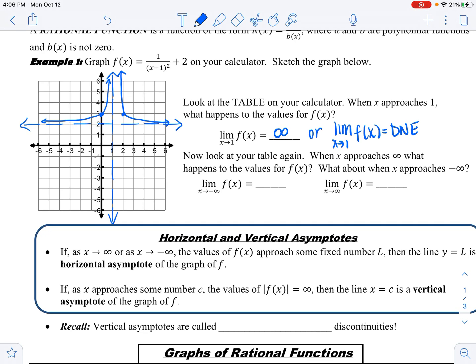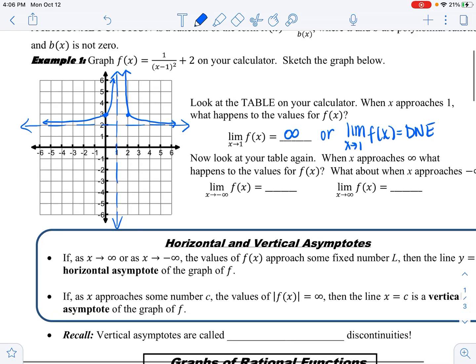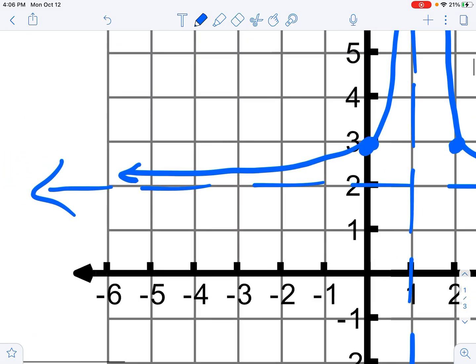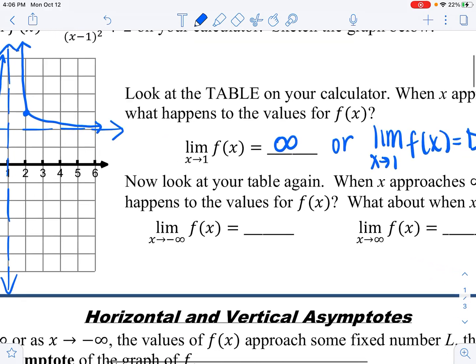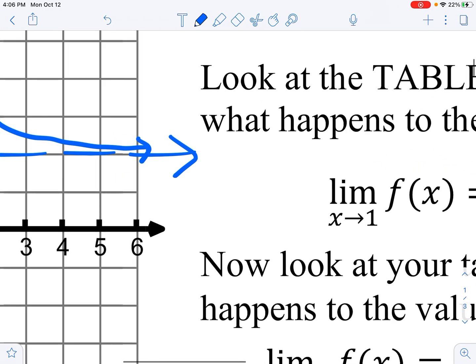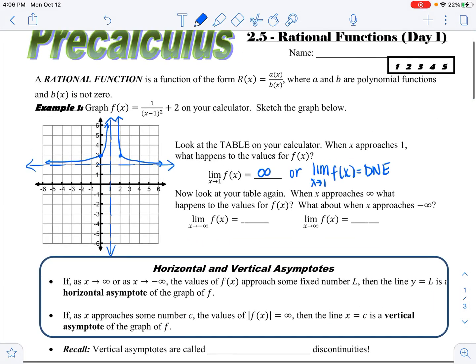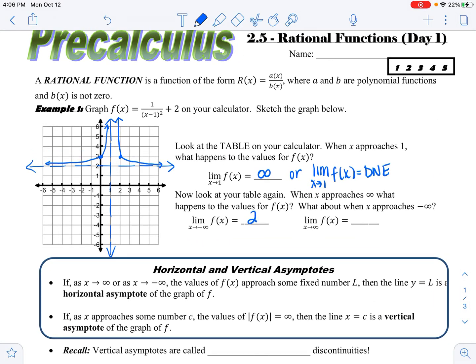When x approaches infinity, what happens to the values of f of x? What about when it approaches negative infinity? So it's asking the end behavior. As my x values get smaller and smaller, what's happening to my y values? They're leveling off at 2. As my x values get bigger and bigger, what's happening to my y values? They're leveling off at 2. So there's your end behavior for both of those.